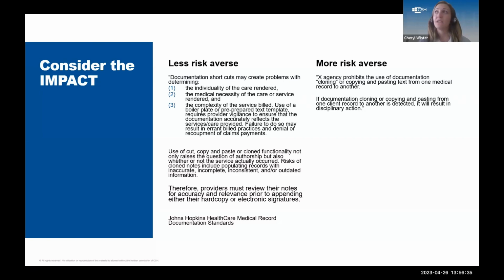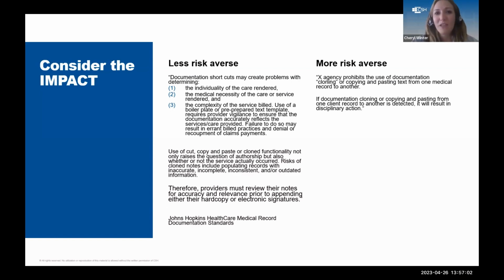This could be a shortcut in abbreviations, which should be allowable as long as the reader can understand it. But it could also be shortcuts in terms of copy and pasting common language. So maybe it's an activity that is done and provided to multiple clients one week. And as they're writing their progress notes, they are copying and pasting this. This is known as cloning.